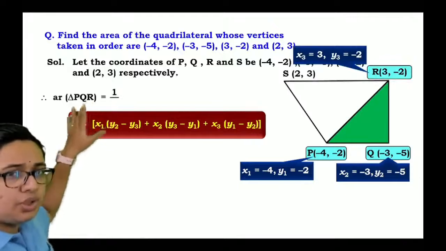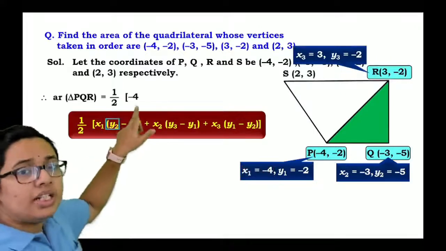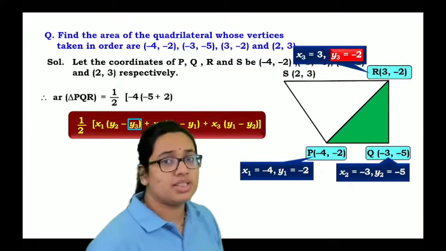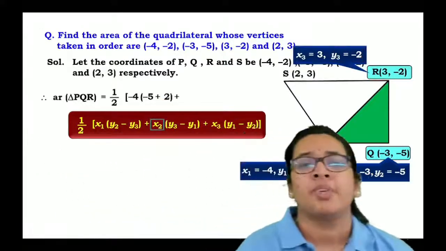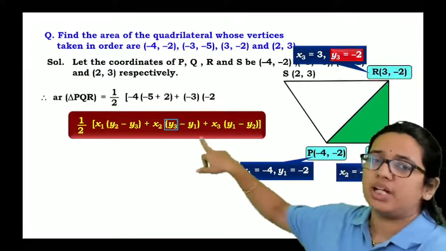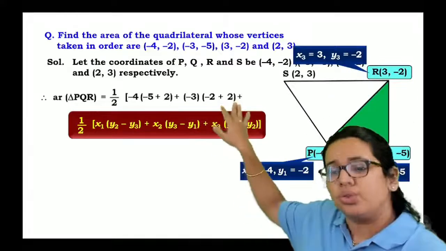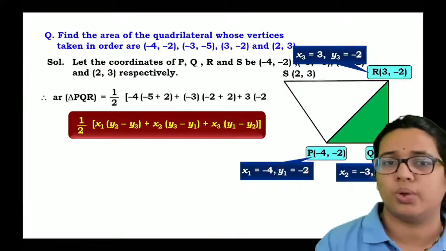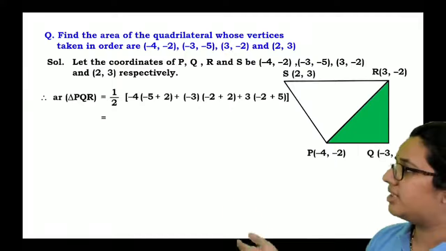So the area of the triangle PQR is equal to half into, first of all we consider the value of x1 into the bracket y2 minus y3. So y2 minus y3 is nothing but -5 minus of -2. Minus minus becomes plus. Plus into the next we write x2 and in the bracket the difference between y3 and y1, so -2 minus of -2, which is -2 plus 2, and the next one x3 which is nothing but 3 into y1 minus y2, which is -2 plus 5. Okay, so we'll just simplify it.